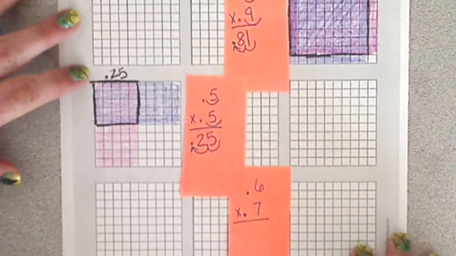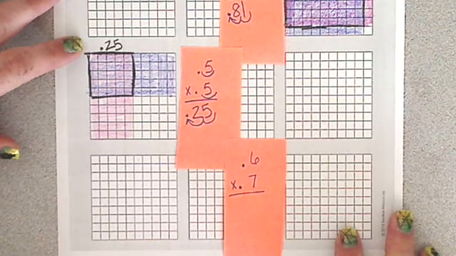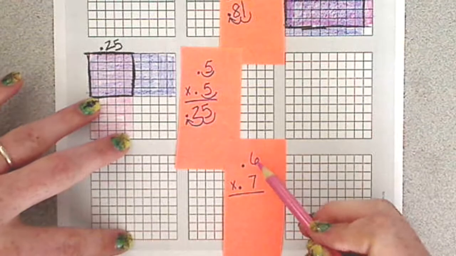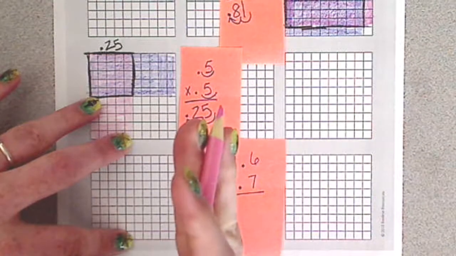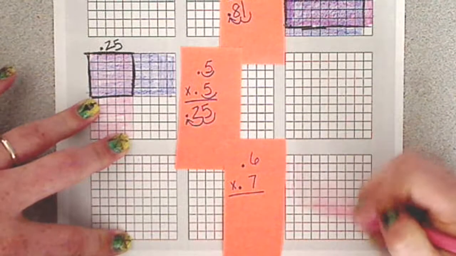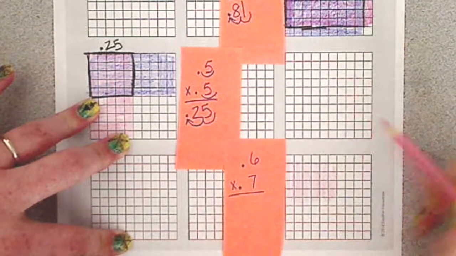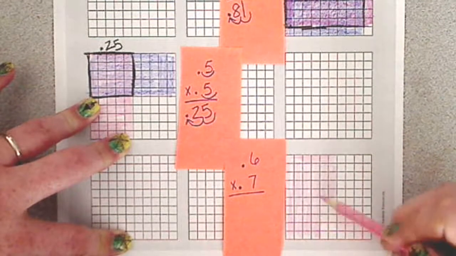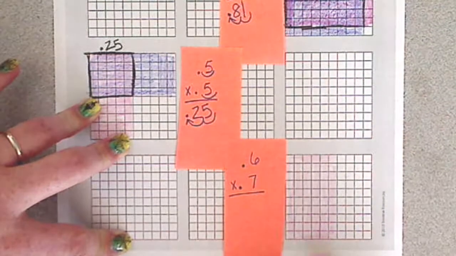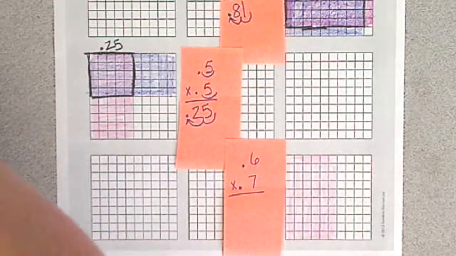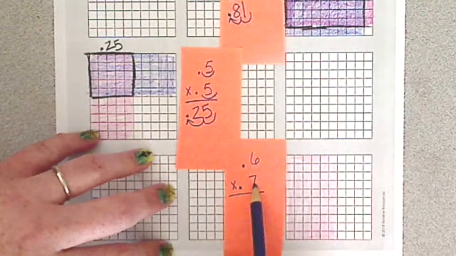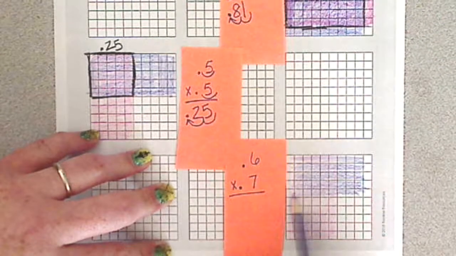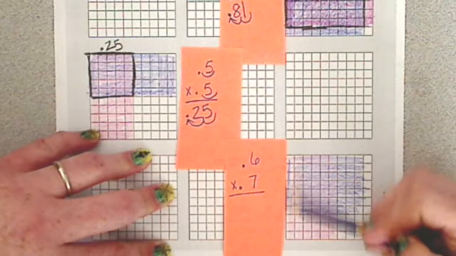So let's take one more look at our last example for today, which is 6/10 times 7/10. Just like I did last time, I'm going to color in my 6/10 vertically first. So here are my 6/10. It doesn't have to be perfect, but you want to make sure that you don't cross over and that you only color what you need to color. And then I'm going to need to color 7/10 horizontally. 1, 2, 3, 4, 5, 6, 7.